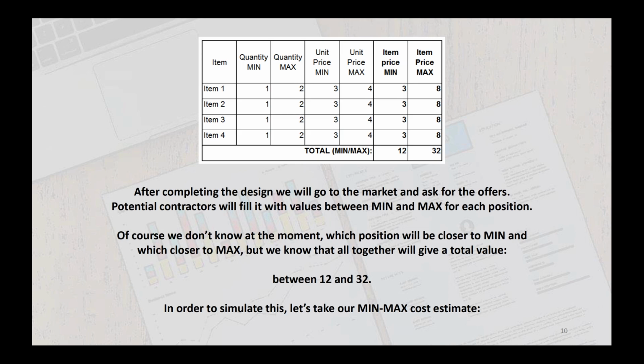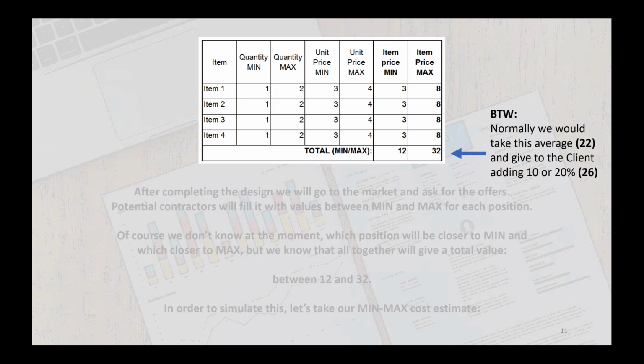What we are going to do is go to the market and ask the contractors for the price for each scope. Assuming that we know the market and the conditions, all the offers from all the contractors for all the scopes should be within our min and max values for each position. And of course, we don't know at the moment which scope will be closer to the maximum and which a little bit lower, but everything together, in our example, will be somewhere between 12 and 32. Let's see our example cost estimate.